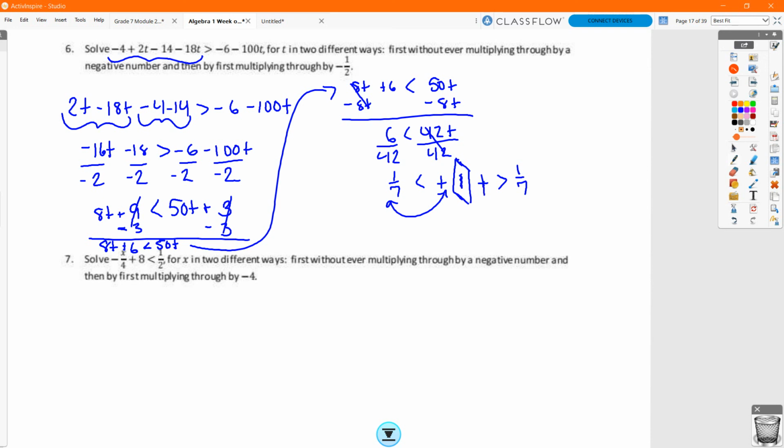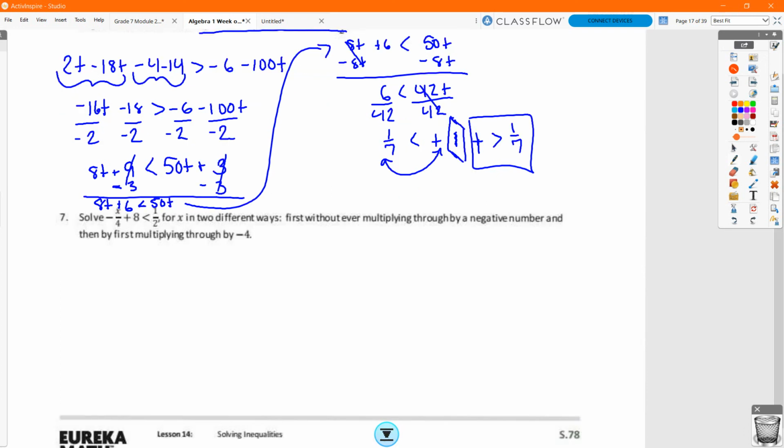All right, so that's one way. I want you to do the second part by multiplying through by a negative 1/2. I want you to try that one. Whew, some of these are getting fun. These are some interesting problems.